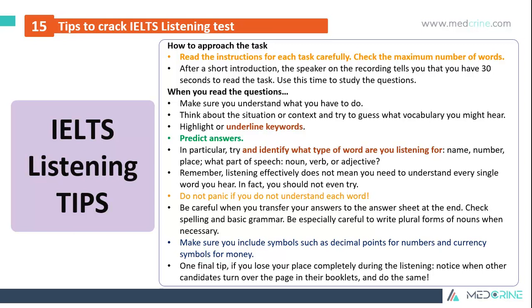Especially, be careful when you're writing plural forms of nouns where necessary. Make sure you include symbols, for example decimal points for numbers and currency symbols for money. And one final tip is that if you lose your place completely during the listening, notice when other candidates turn over the page in their booklets and do the same.